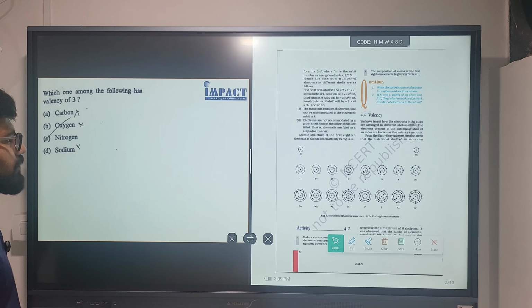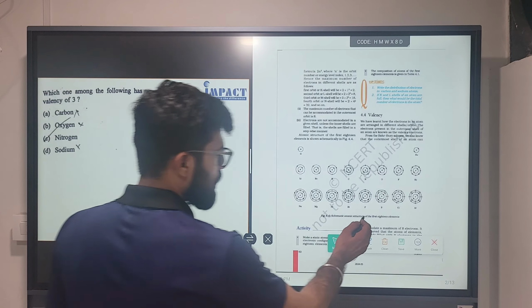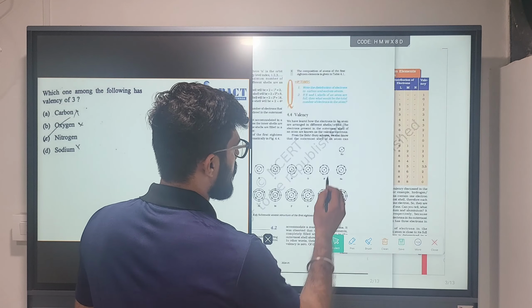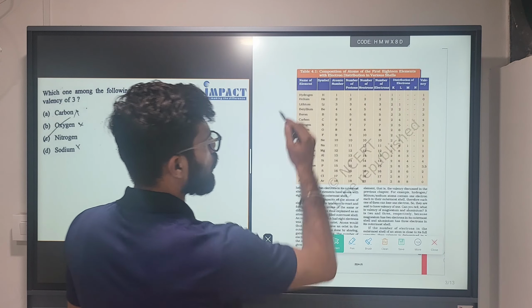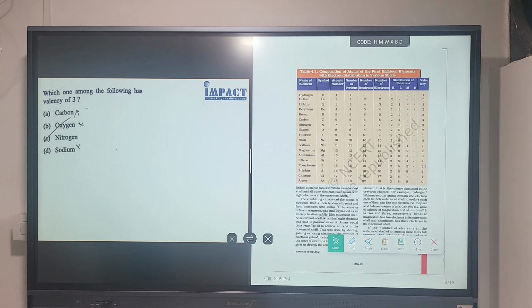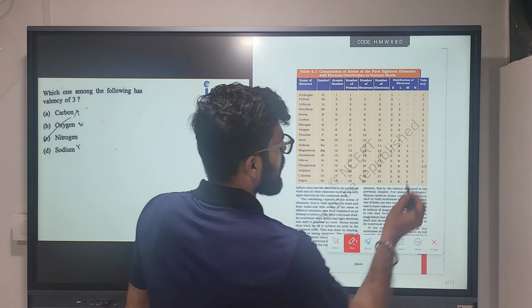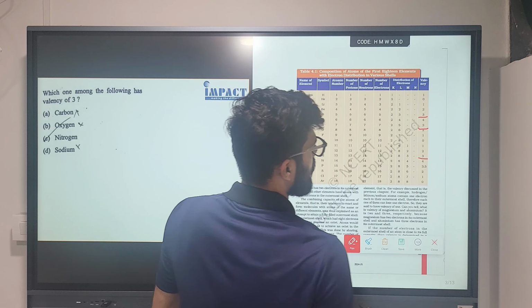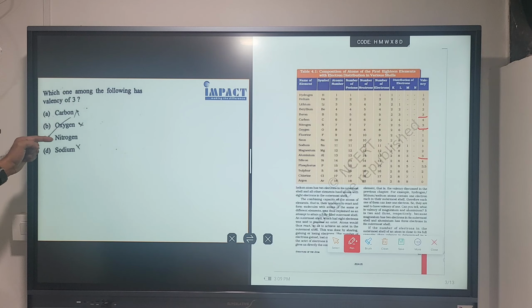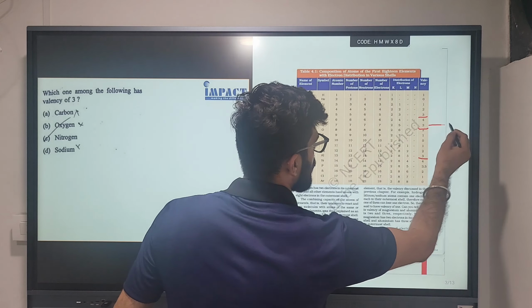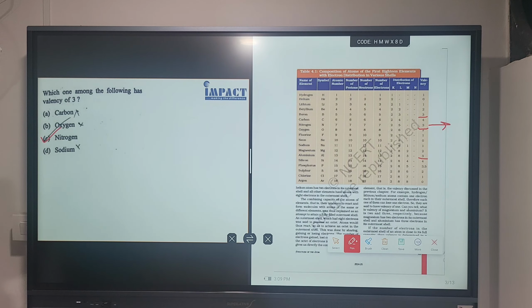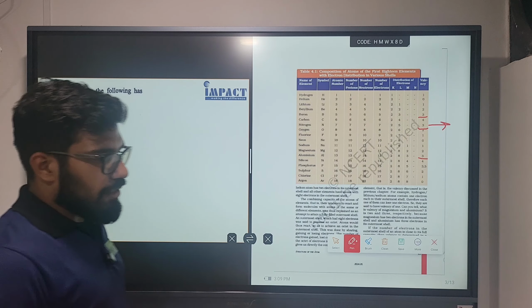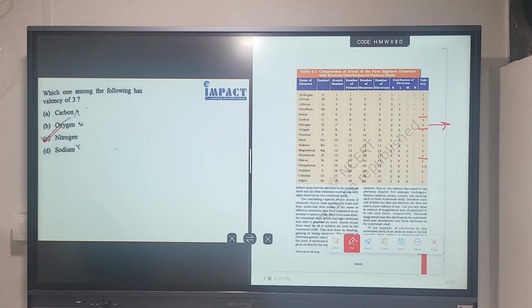The next question which came is, which of the following has a valency of 3? You can see the question from here also, or you can follow this page, which is the next page of the NCERT of class 9th. So 3 valency is of this element, then this element, then this element. Options we have are carbon, oxygen, nitrogen and sodium. You will find your answer in nitrogen, so it will be your right answer. So as you can see, questions are coming purely from NCERT. For NDA, you should focus on NCERT first.